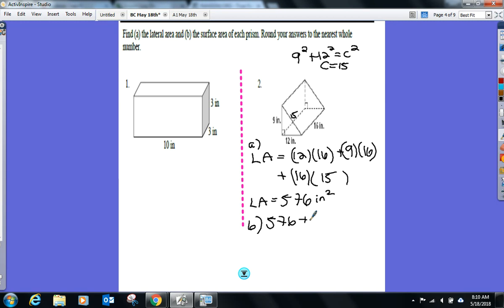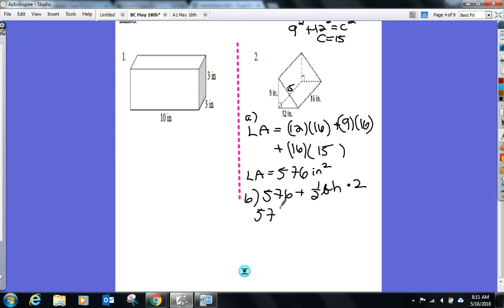The bases, which are what shape again? Triangles. Go back to last unit. Area formula for a triangle. 1/2 BH, and how many bases are there? So I'm going to multiply it by 2. So again, I'm taking my lateral area and adding in the 2 bases, which are triangles, and there's 2 of them.